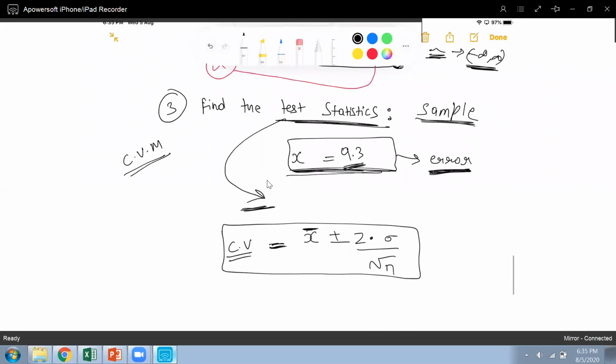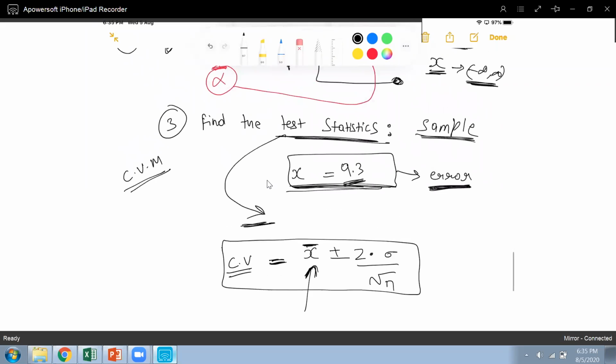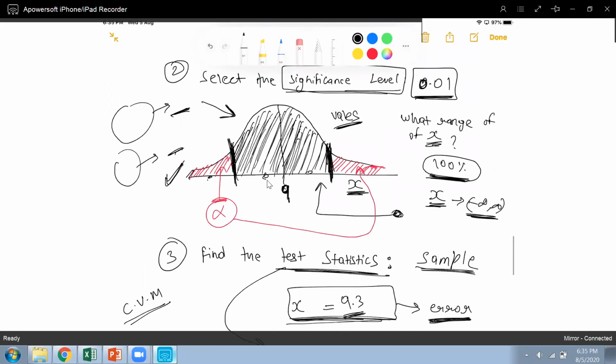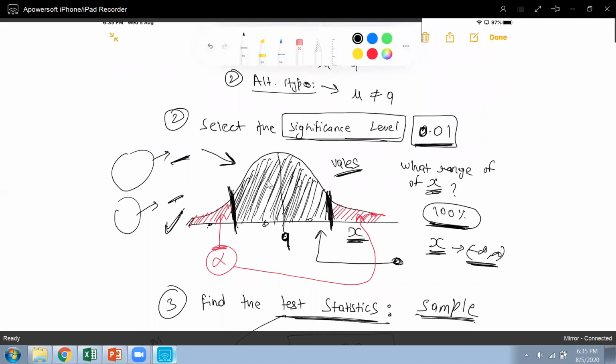Now in this x bar I have, right? Sorry, this will not be x bar, this will be mu. Mu is my population mean. Z we will see. Sigma is my population standard deviation and n is the size of the sample that I have, right? And this z value we will find using the significance level.